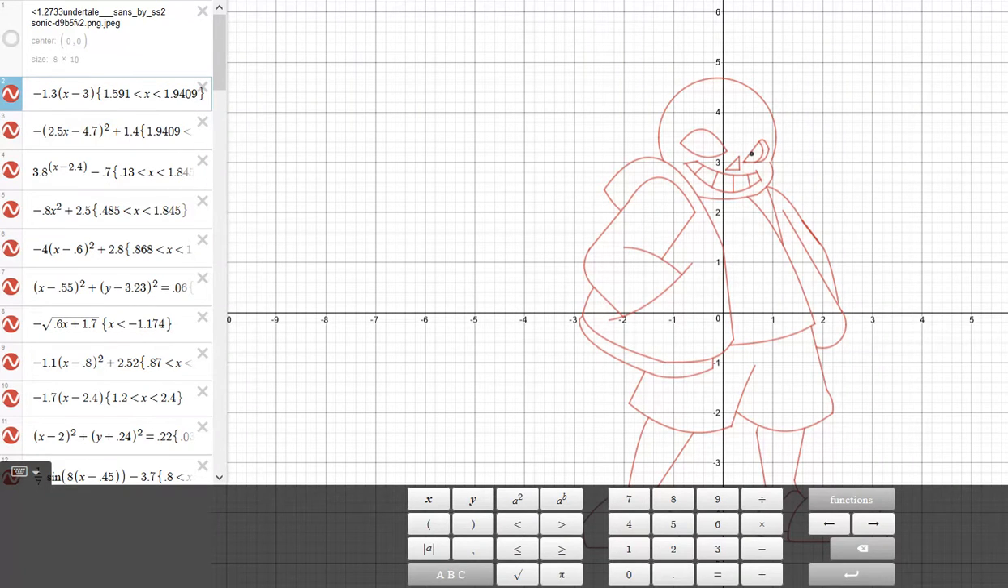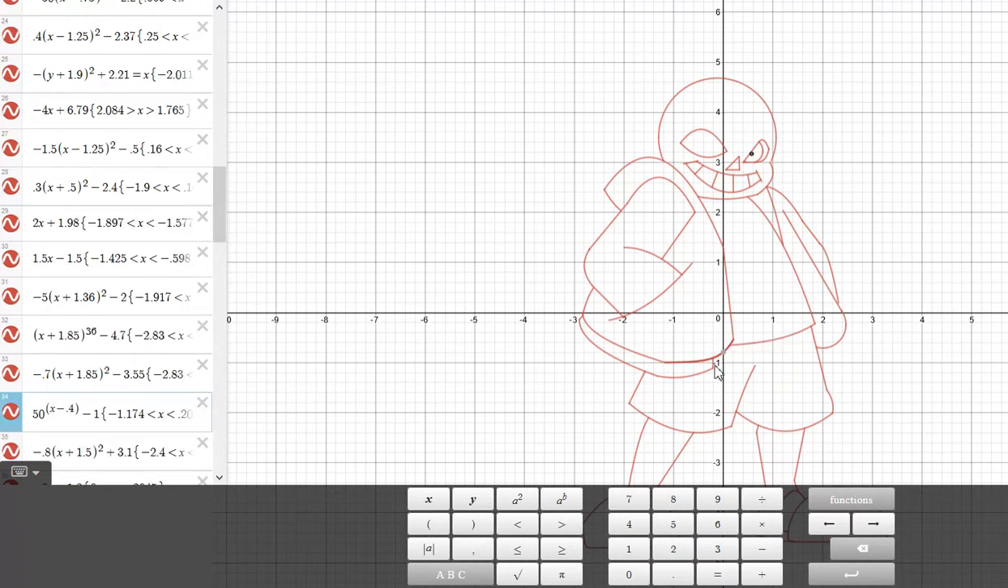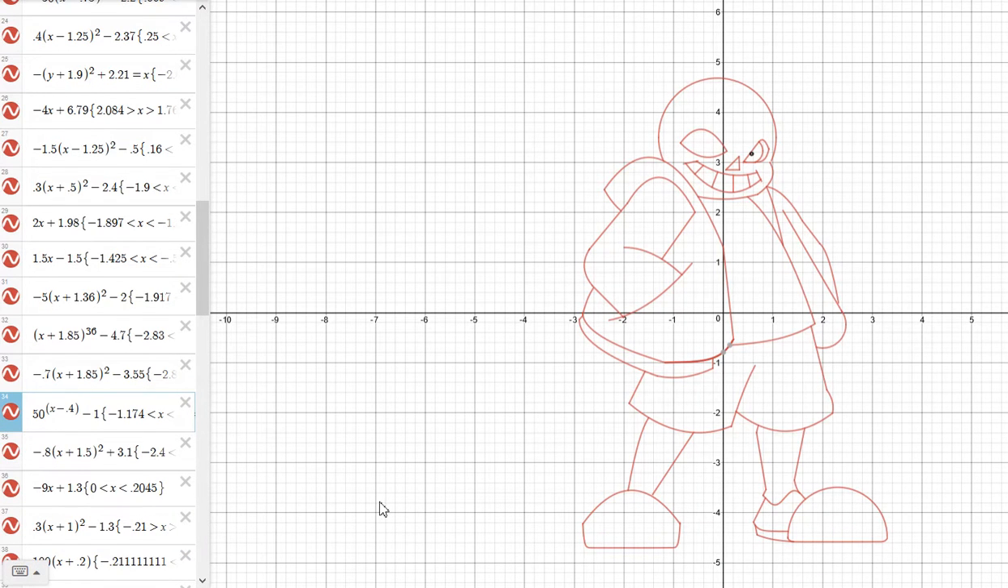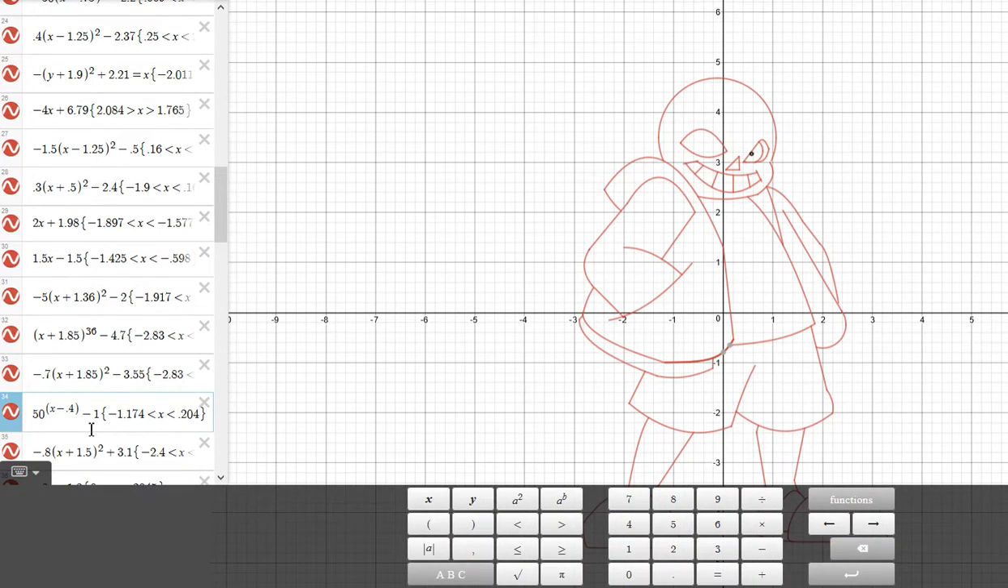Now for an exponential function, an example would be this line, which has an equation of y = 50^(x - 0.4) - 1 with a domain of -1.174 < x < 0.204.